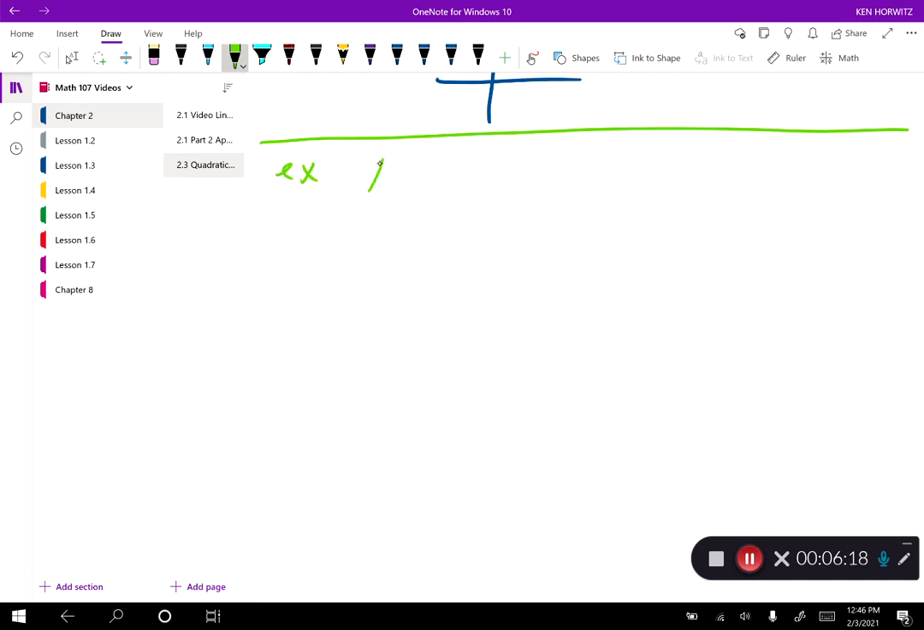So your example is y equals 2x squared minus 8x plus 6. All right, so let's go through the things that we know. A is 2, and 2 is positive. So the first thing we know is the parabola opens up.